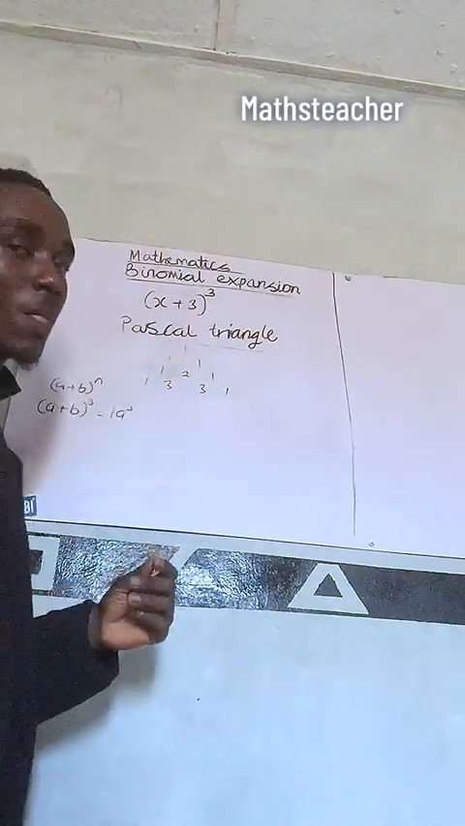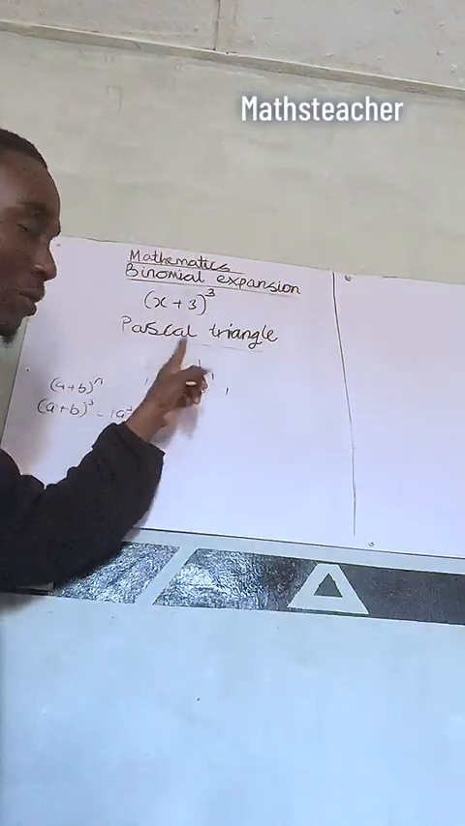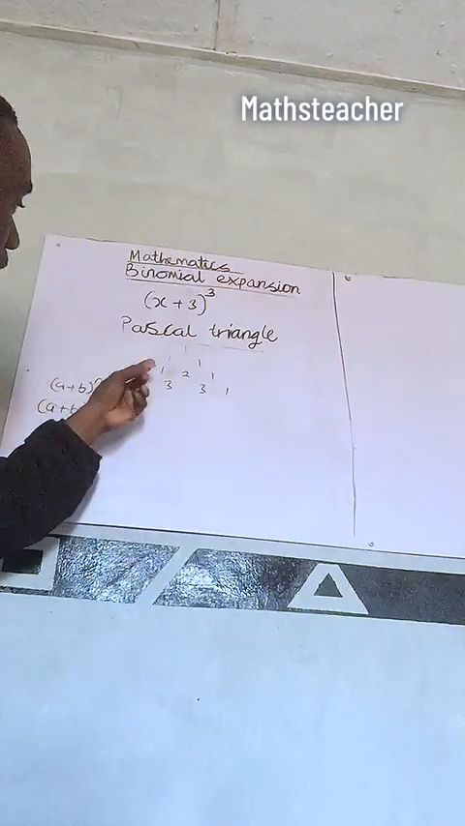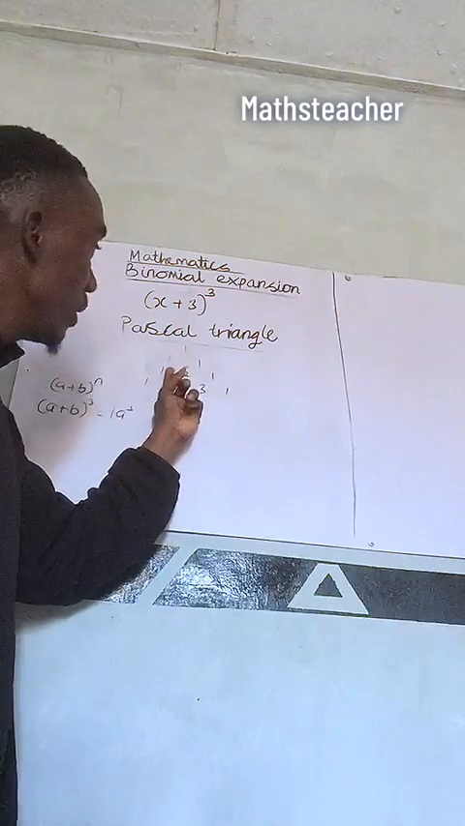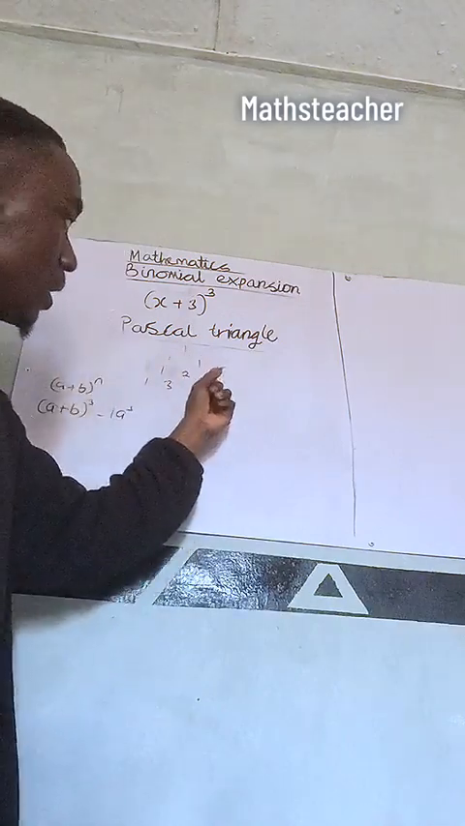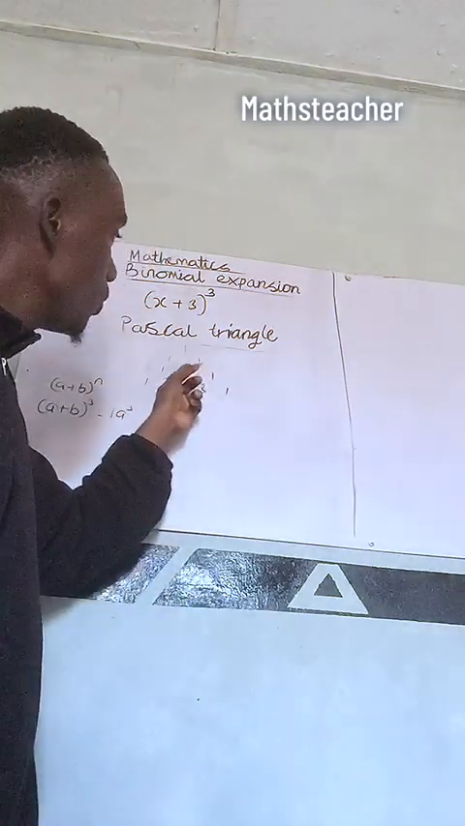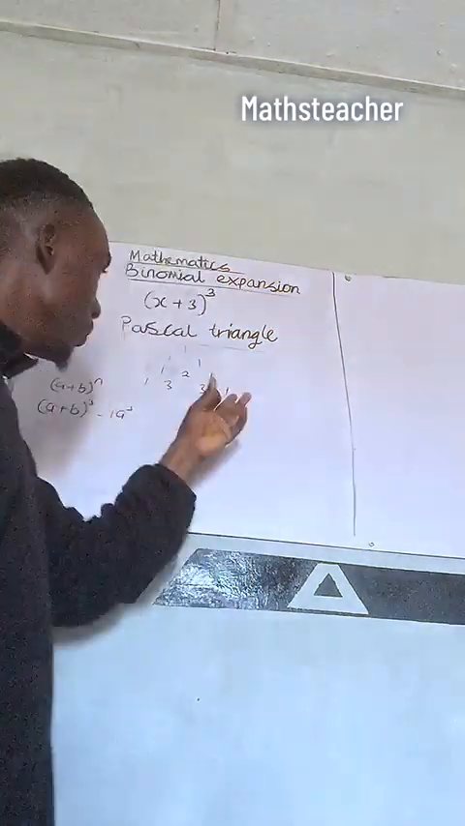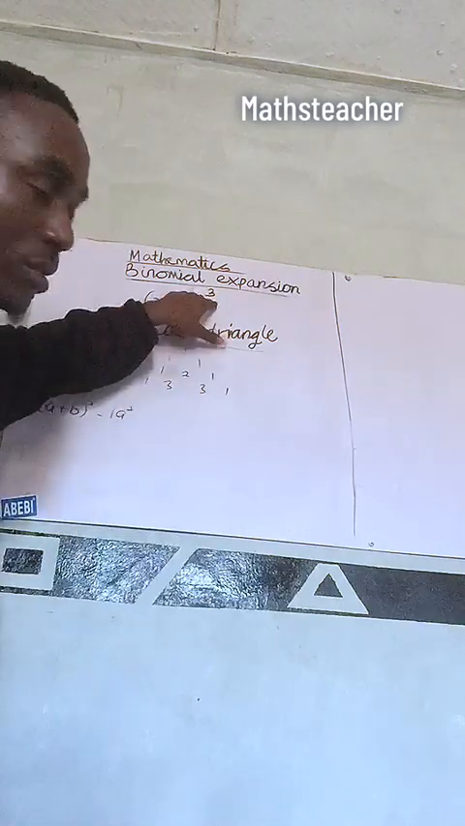It's in this form. I have 1. Then after 1, you write 1, 1. You can create this yourself. We have 1, then 1 plus 1, from the line before this. 1 plus 1 is 2, then you write 1 to cover it. Now we have 1, 1 plus 2 is 3, then 2 plus 1 is 3, and we have 1. I'm ending this at 3 because the power is 3.